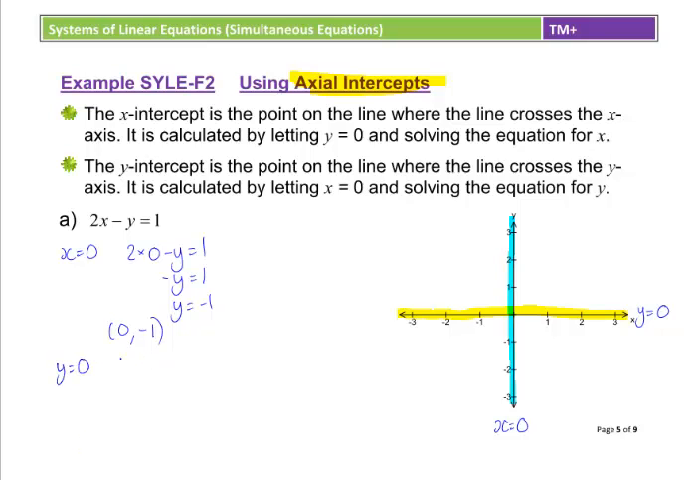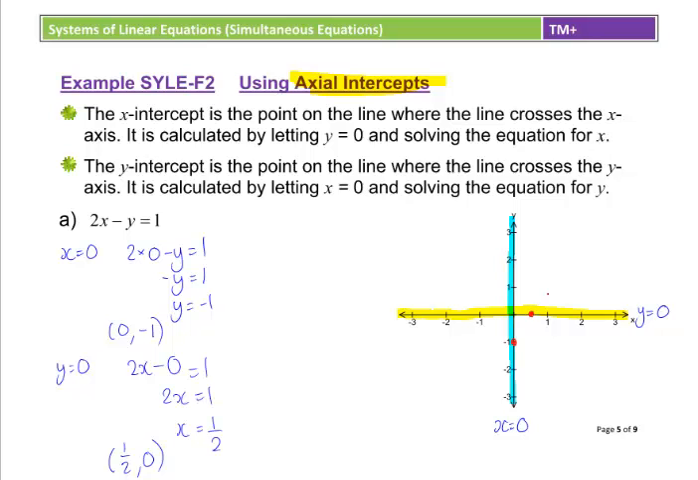Next, y is 0. So 2x minus y, which is minus 0, equals 1. So 2x equals 1. 2 lots of x is 1. Divide both sides by 2 to get rid of that 2, and you get x is a half. So my other point is a half, 0. I now put those points on my axes. So I've got 0, negative 1, and a half, 0.